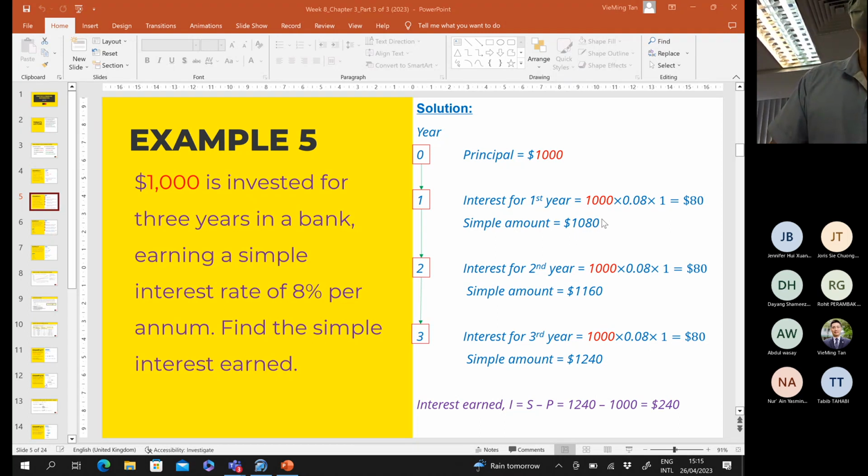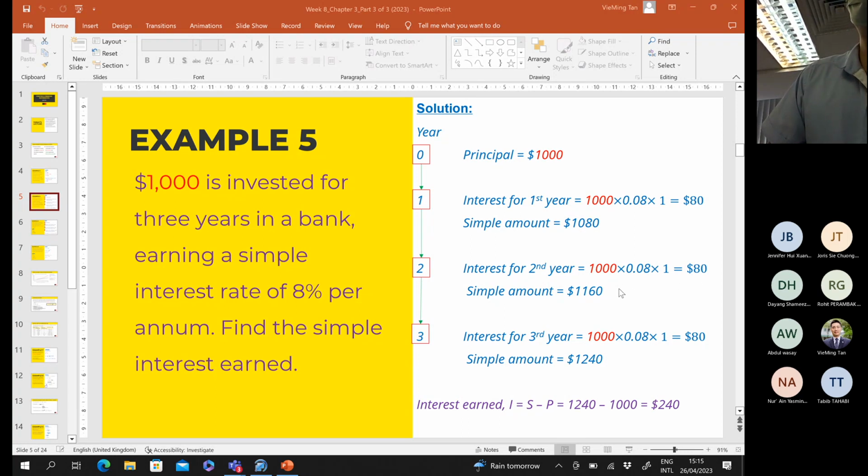In year 2, how do we calculate the interest under the simple interest agreement? It's still using the same formula, I is equal to PRT, using the original investment principal, multiplied by 8%, multiplied by 1 year. So you get 80 also. This is the simple interest earned in year 2. So it's still equal to $80 in year 2.